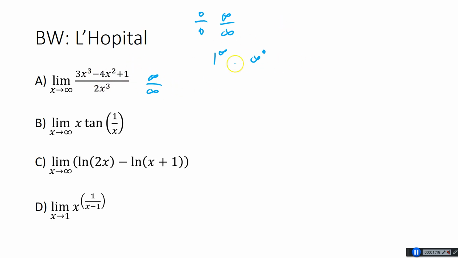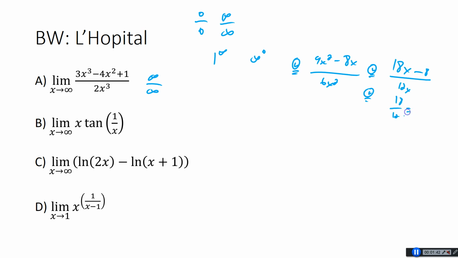So if we take the derivative of this, we'd have 9x squared minus 8x over 6x squared. Still infinity over infinity, so we can use L'Hopital's rule again. So we're going to have 18x minus 8 over 12x. L'Hopital's rule one more time. So we'll have infinity over infinity, going to be 18 over 12, which does indeed reduce if we divide both by 6, reduces to 3 halves. Awesome. Okay, so it works the way we think it should.